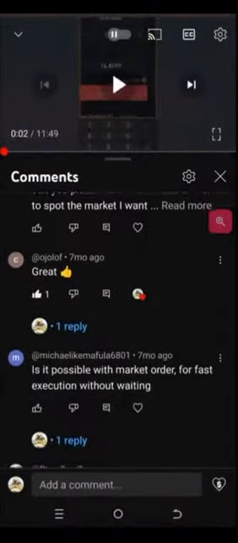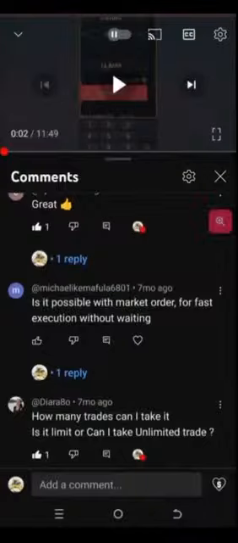Good. So let's see. Is it possible with a market order for fast execution? This question always comes up. Yes, it's possible, but you're not going to make money. If you want fast execution, you can do a market order, but you will probably make a loss. So I will say, just be patient, do a limit order. It may take you a couple of hours, but you will get the exact amount of money that you have planned.